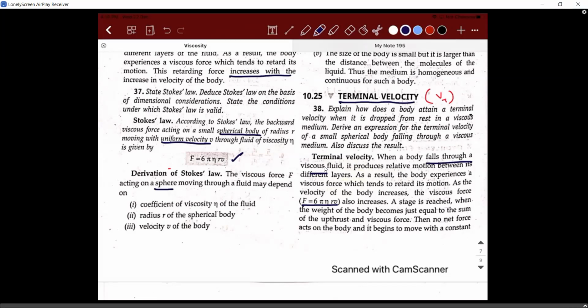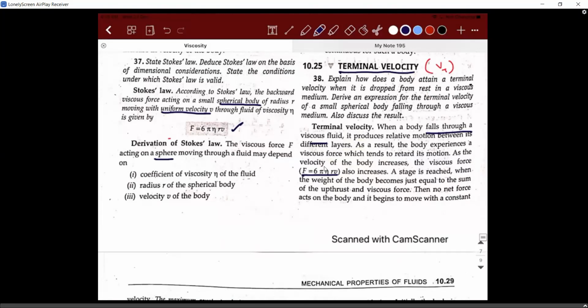So weight is due to the solid. Due to the liquid, there are two forces. What are they? One is the buoyant force, which acts through the center of gravity itself, and one is the viscous force, which acts at the tangential point. Now, all these forces are supposed to get balanced for this kind of dynamic equilibrium to be attained. You know what is dynamic equilibrium, right? When the object does not accelerate, but still moves with uniform velocity. So a stage is reached where the weight of the body equals the sum of the upthrust and the viscous force.